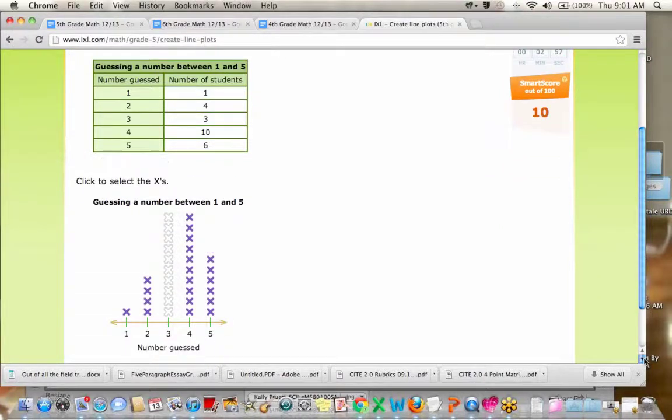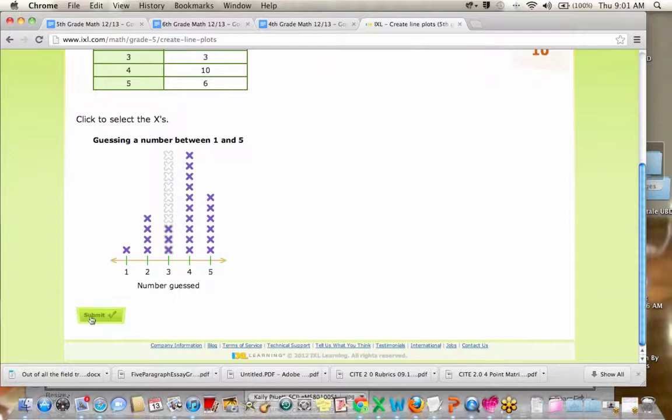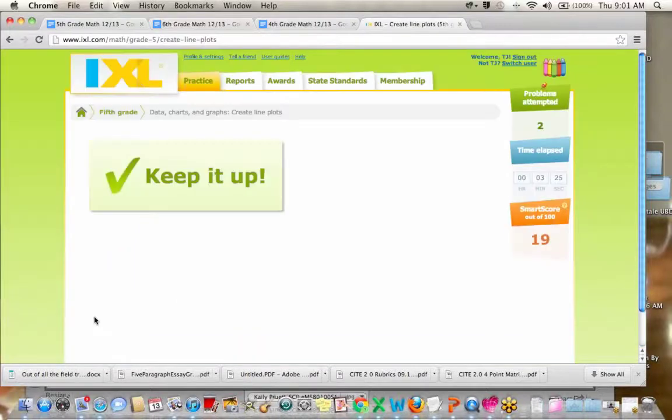So, how many guessed 3? Well, that one's probably the easiest one to read. 3 guessed that the number was 3. Okay, so you can just see 3 kids guessed that the number was 3. And there we go.